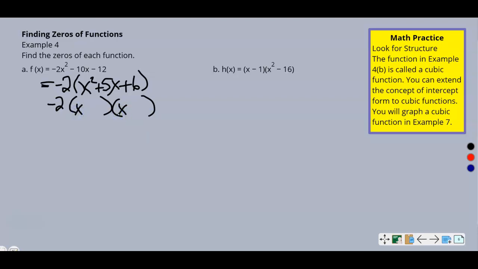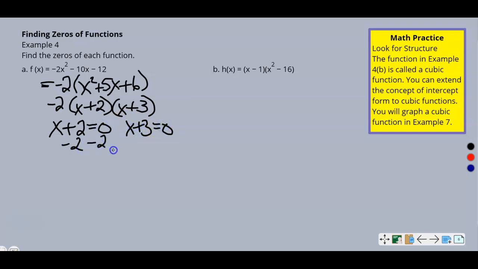So x times x is x squared. What multiplies to give me 6 and adds to give me 5? Hopefully you said 2 and 3. Both of those are going to be plus. And then to find the zeros, I would set each factor equal to 0. Now if I set 0 equal to negative 2, that's not going to work. 0 does not equal negative 2. So the negative 2 just kind of doesn't matter in this case. It matters, but not when it comes to finding the zeros. So x plus 2 equals 0, and x plus 3 equals 0.